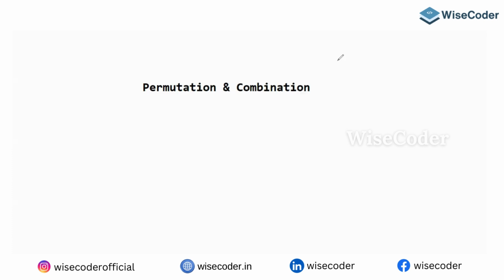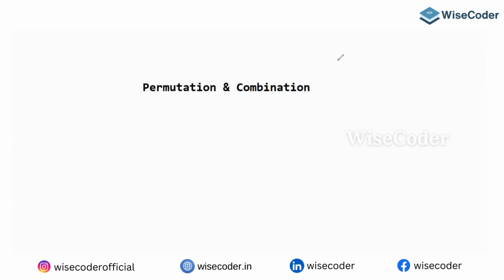Please take down one example. Four boys and four girls have to be seated around a circular table such that no two girls are adjacent to each other. In how many ways can they be seated?